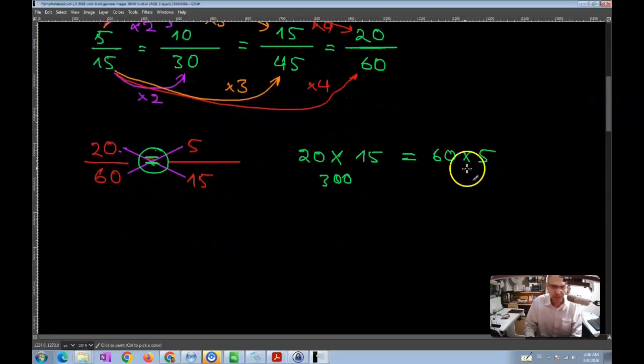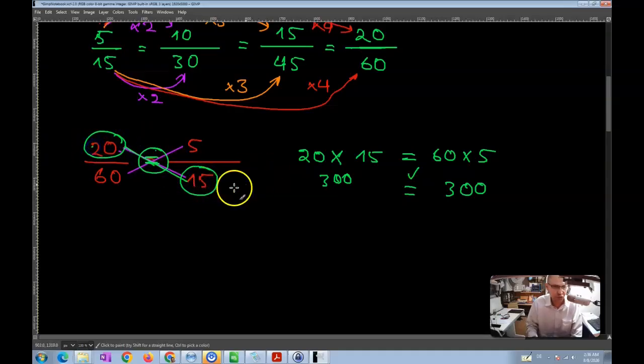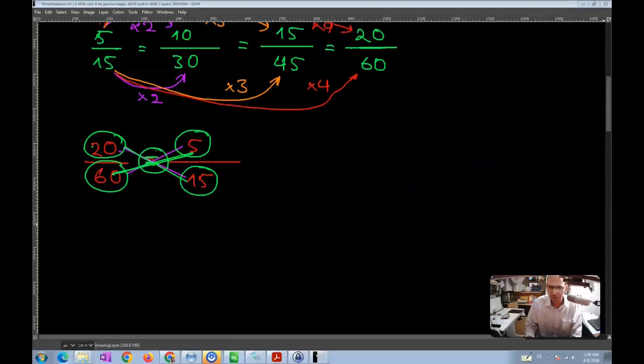And 60 times 5 is the same thing as 6 times 10 times 5. 6 times 5 is 30, times 10 is 300. So you see that 300 is equal to 300, which means that if you take this number over here and multiply it by this number, 20 times 15, it is exactly equal to taking this number and multiplying it by this number, 60 times 5, which is 300. This relationship is always going to exist among all of these four numbers.